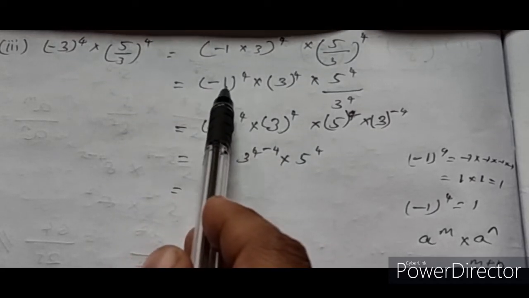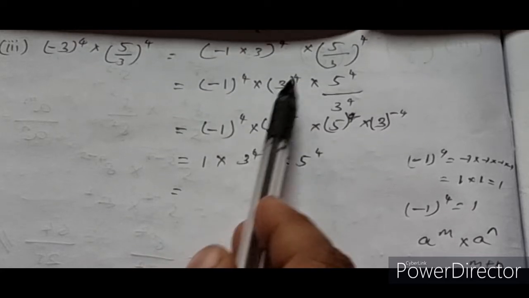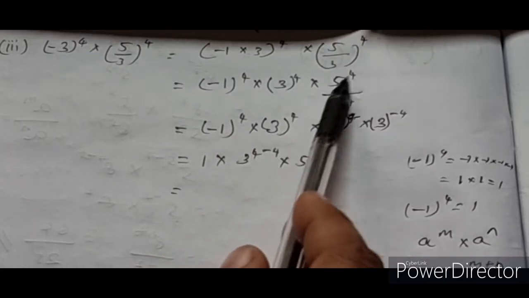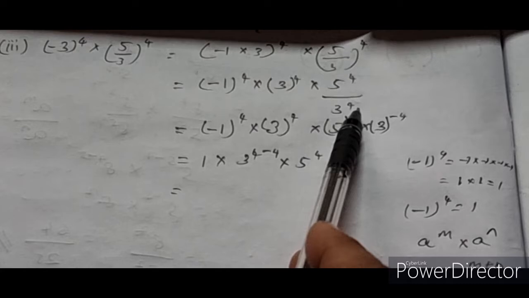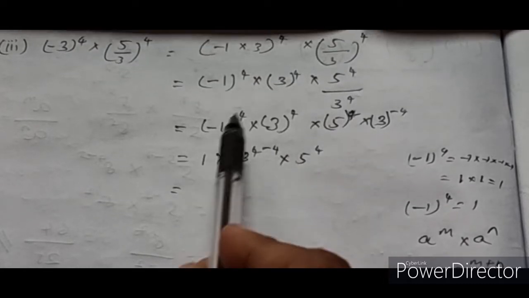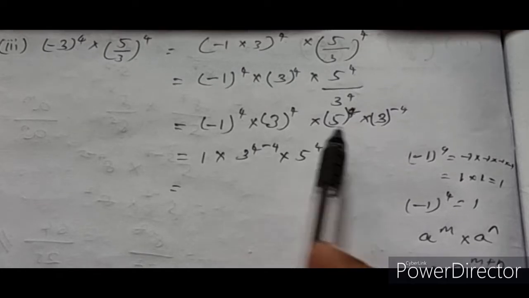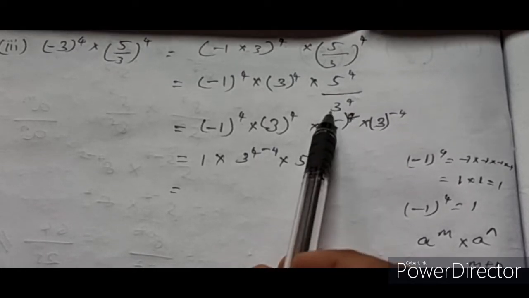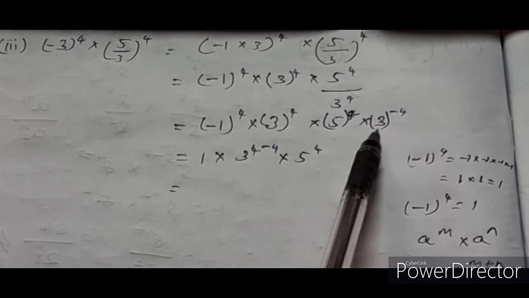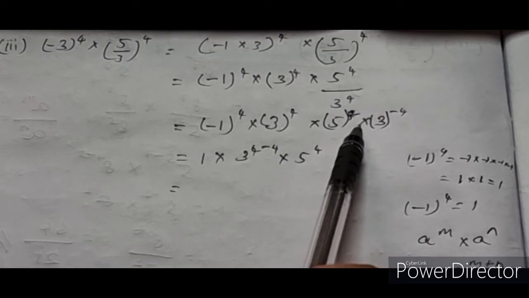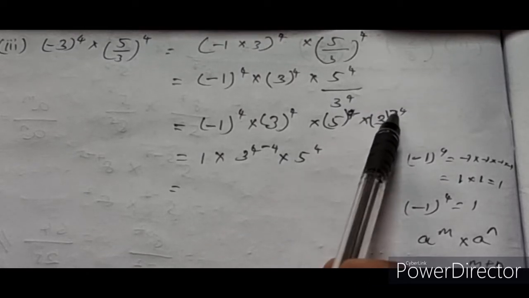So this will become (-1)^4 × 3^4 × 5^4 divided by 3^4. That is (-1)^4 × 3^4 × 5^4, divided by 3^4. I am doing a reciprocal and making it × 3^(-4).